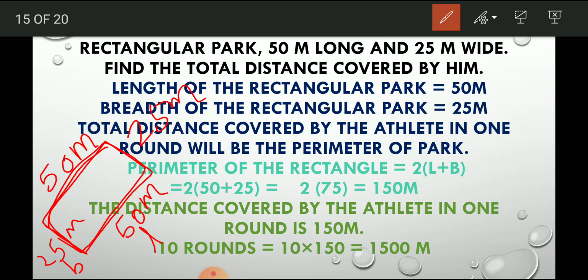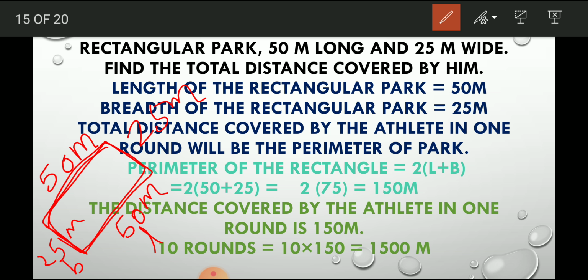See the length of the rectangular park. What is the length? 50 meter. Then the breadth is 25 meter. So now the total distance covered by the athlete in one round will be the perimeter of the park. See, the perimeter of the rectangle is 2 into L plus B.